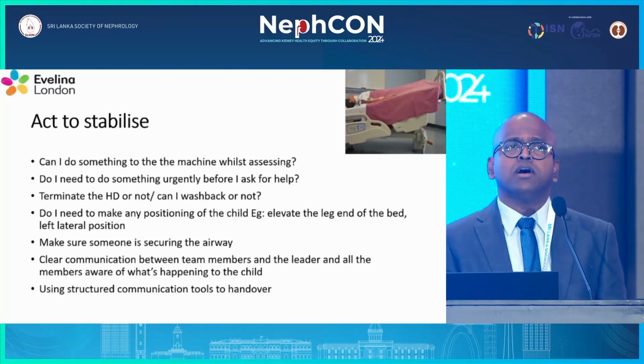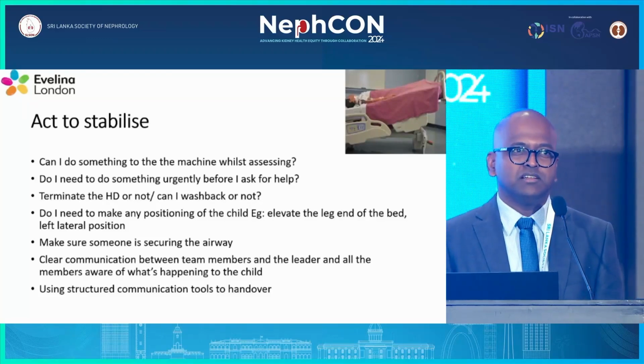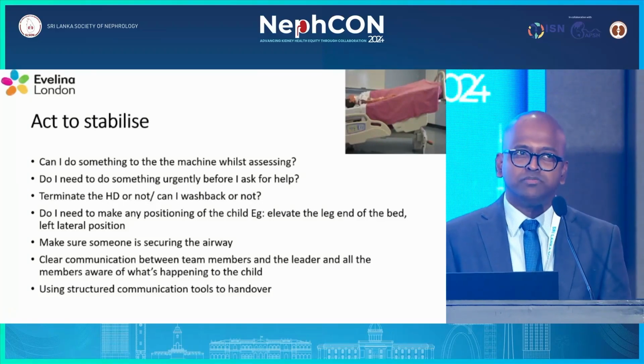This is a very important part compared to the normal APLS scenario. Do I need to do something to the machine? Do I need to do something urgently before I ask for help? Because that's a time critical kind of event. Do I need to terminate the HD or not? Can I wash back or not?